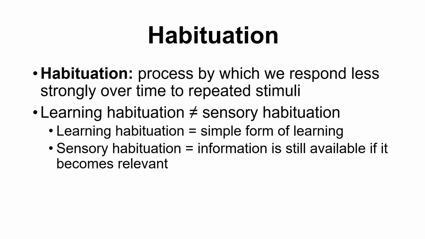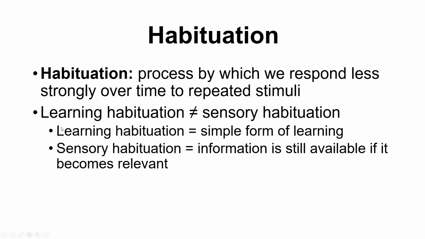But this learning habituation is a process where we respond less strongly over time to a repeated stimulus. And you're going to find when I talk about stimuli, a single is going to be a stimulus and multiple is stimuli. I think I explained that in the sensation and perception chapter, but just in case, that's what's going on with that word.